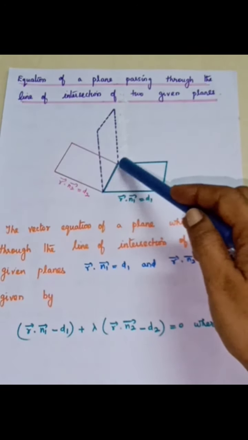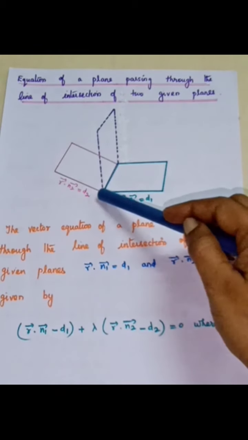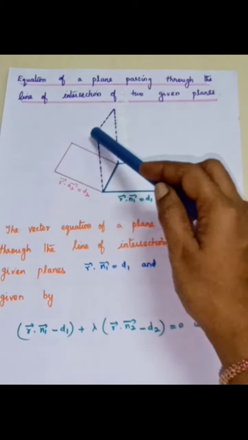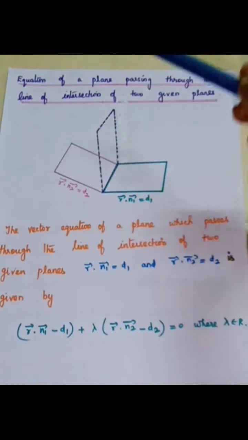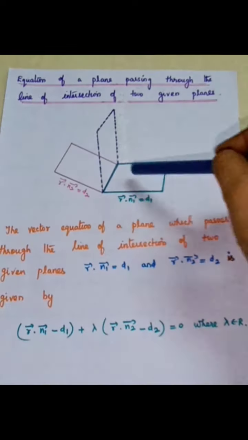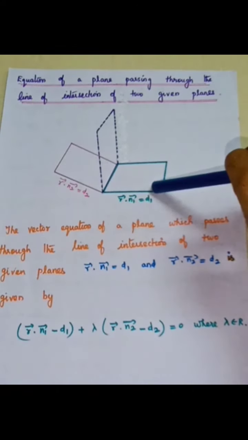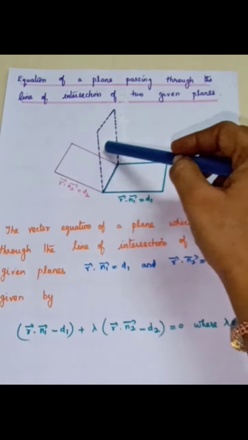So the two planes intersect on the line. So you have to consider another plane, that is the purple color plane, passing through the line of intersection of these two given planes. If it is so, how to write the equation of this plane?